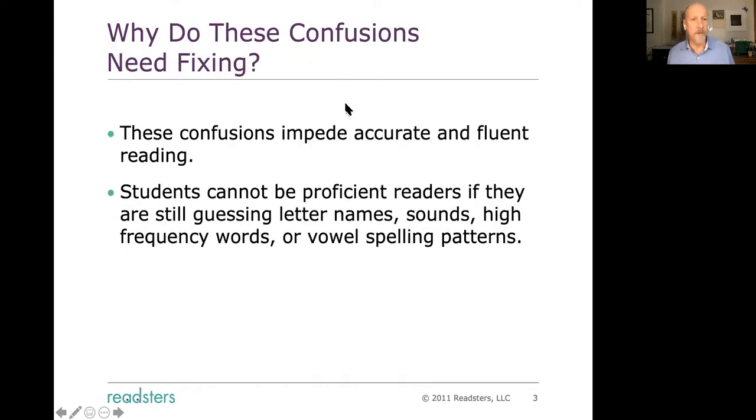Why do these confusions need to be fixed? Well, these confusions can get in the way of fluent and accurate reading. If students are having to guess at words or letters or vowel spellings, it's going to affect their fluency and therefore can put their comprehension at risk and keep them from being proficient readers. So we need to fix these issues and have our students be successful readers.